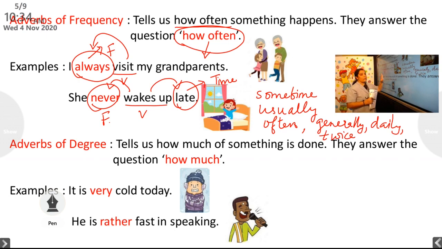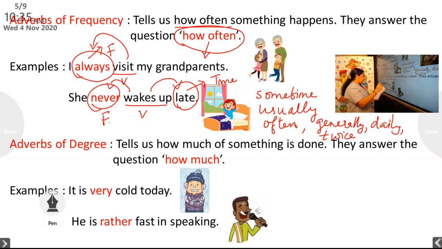So the adverb of frequency tells us how often something happens. You have to ask the question how often, and the clue which I have told you is that most adverbs of frequency come before the verb. I always visit, this always comes before the verb. She never wakes up late, never comes before the verb.